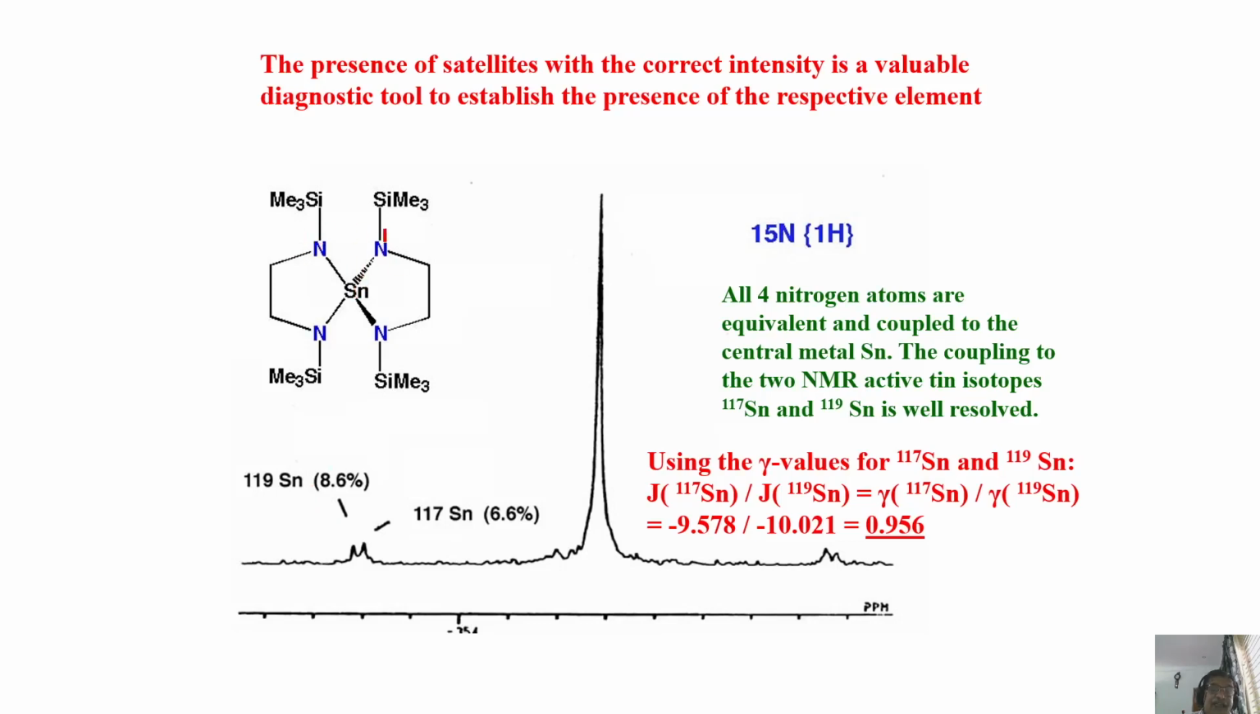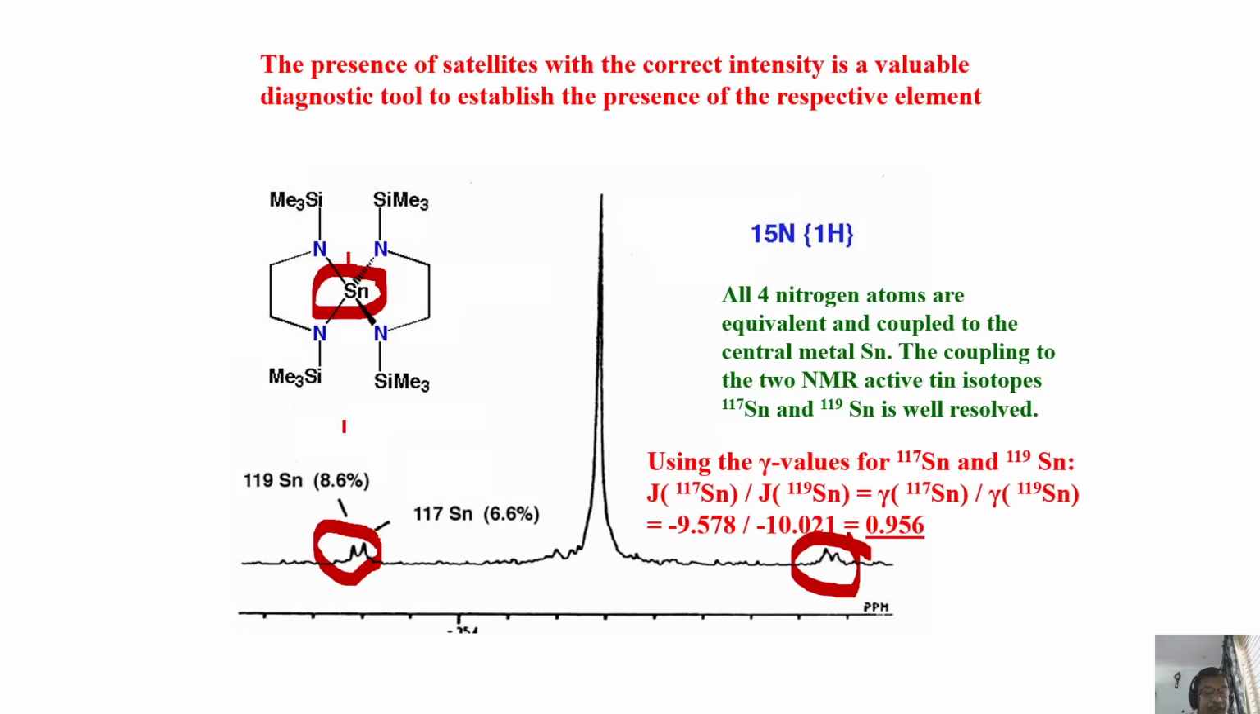Nitrogen itself is a dilute spin, very low abundant, 0.37%, but when you are observing that, we will not worry about that. With respect to this, tin is now a low abundant spin, so it appears as a satellite. Look at this. You are detecting nitrogen, and 2 peaks are appearing here, which are satellites. One corresponds to tin-119 nitrogen coupling, the other is tin-117 nitrogen coupling. So that is the important thing.